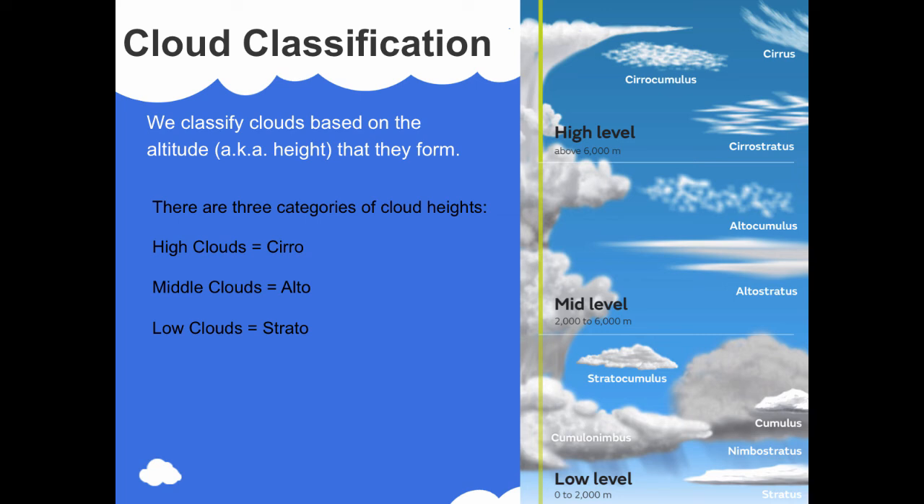So we know the three different shapes: cumulus, white and puffy; stratus, big gray sheet-like clouds that cover the sky; and cirrus clouds, which are wispy, feathery clouds. So those are three cloud shapes.